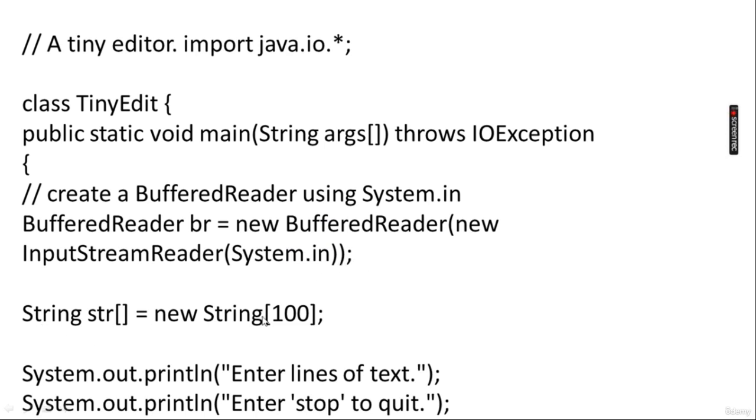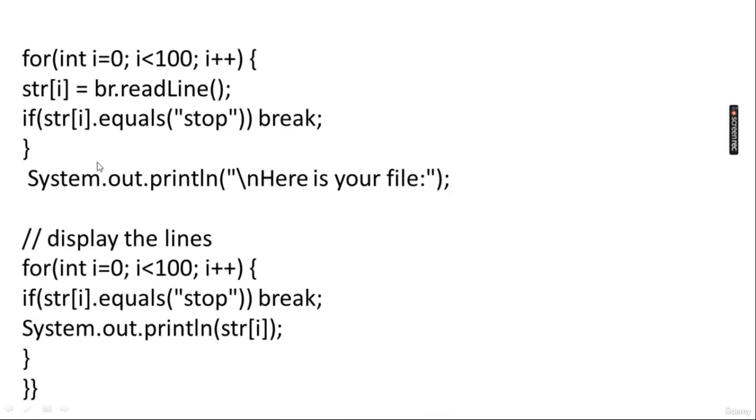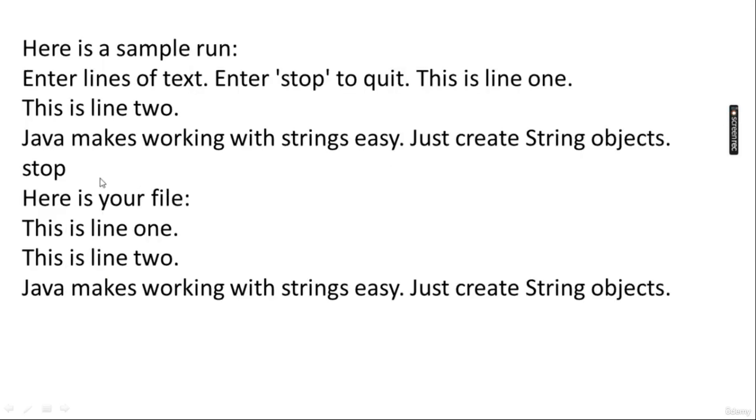BufferedReader br = new BufferedReader(new InputStreamReader(System.in)). String str[] = new String[100]. Enter lines of text, enter stop to quit. Now, br.readLine(): at every index, that is str[0], str[1] up to str[99], it will store the string. If str[i] equals stop, break. Otherwise, it will continue. Here is your file. If str[i] equals stop, break. Otherwise, print the string.